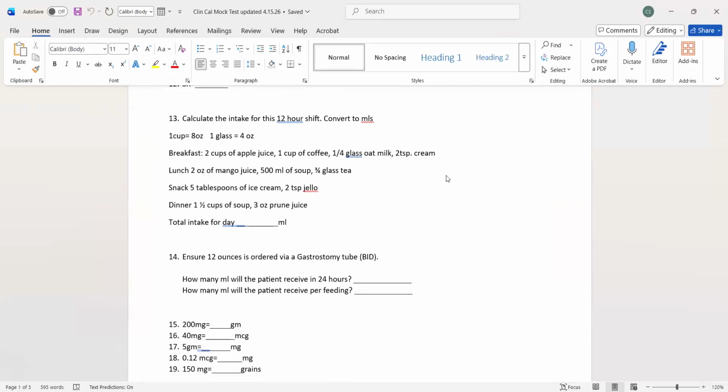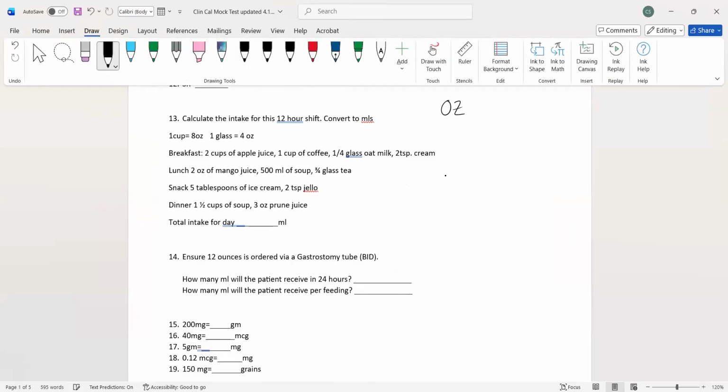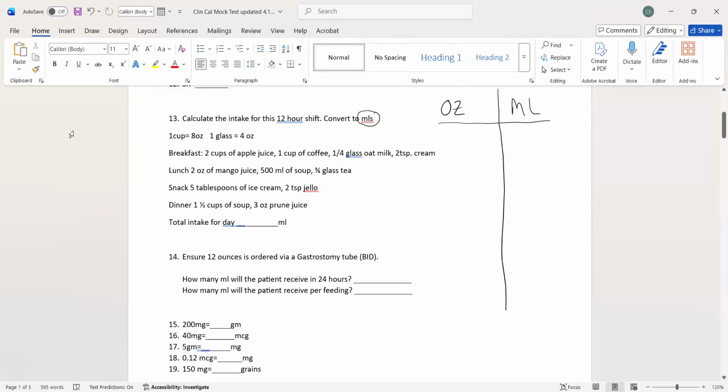Okay. So what we're gonna do is our two columns. We have our ounces and then we have our milliliters. And when I'm documenting I&Os, even if it doesn't tell me to convert to milliliters, when I document as a nurse, what units are they always documented in? Milliliters. Okay. So even if it doesn't tell you to convert it, or even if it doesn't ask you for the total in milliliters, as a nurse, you have to know that it's always going to be in milliliters.